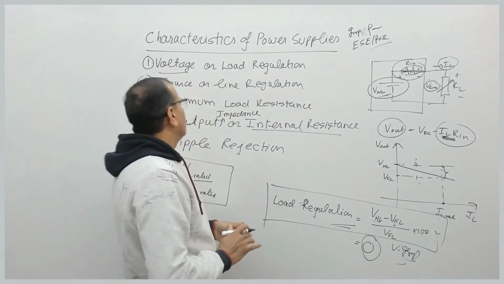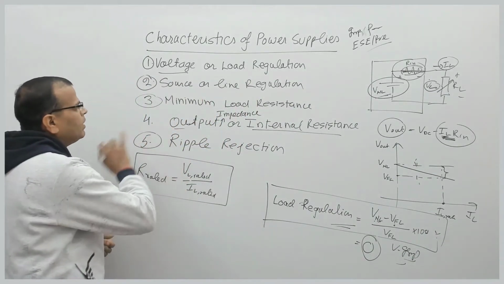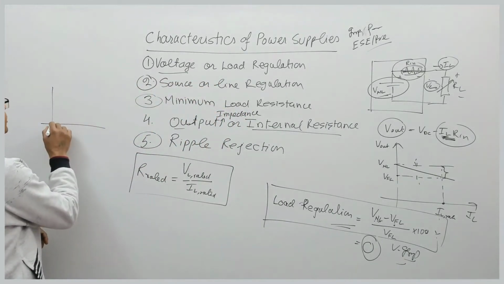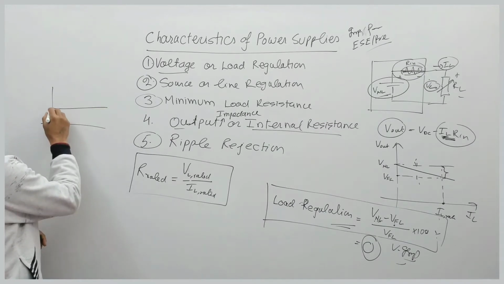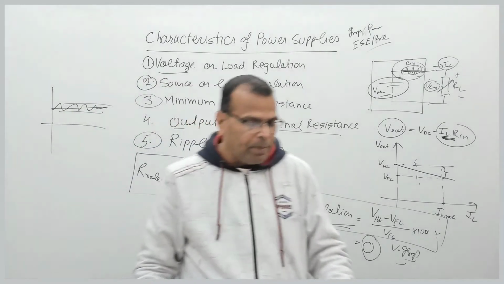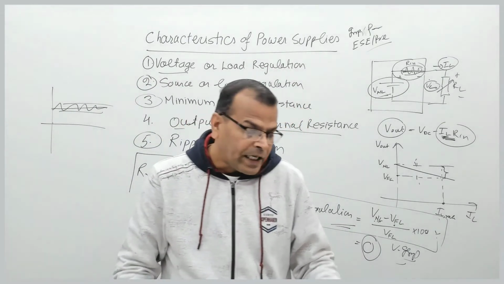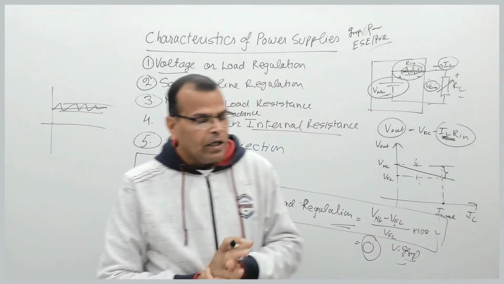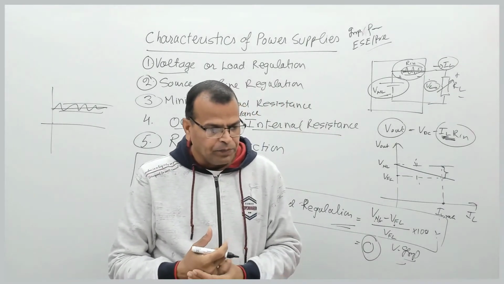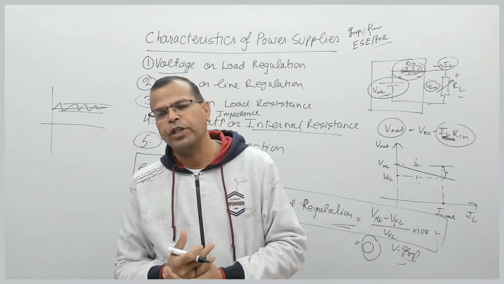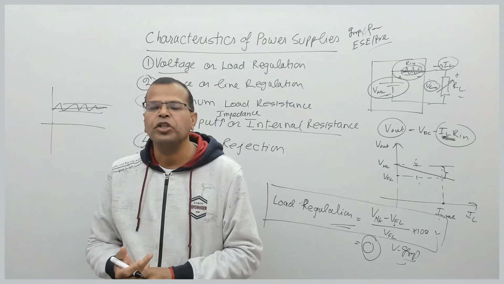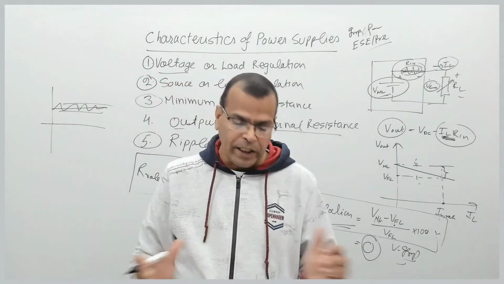Fine. So then let us talk about ripple rejection. What are ripples? Ripples are basically the fluctuation in output voltage. Suppose this is the output voltage, but it may be possible that it has certain ripples, right? So ripple rejection is the capability of a power supply to reject the ripples. Ideally there should not be any ripple, and ripple rejection is the ratio of input voltage ripple to the output voltage ripple, right? I repeat, ripple rejection is the capability of a power supply to reject the ripples.